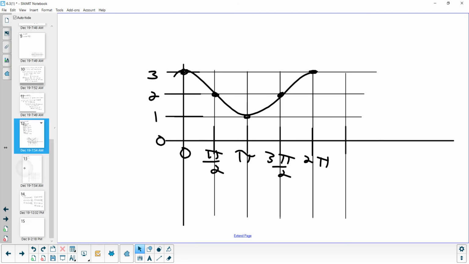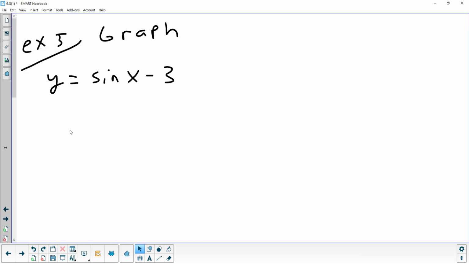All right, so let's look at the last one. So sine of x minus 3. Okay. Zach, what's going to stay the same here? The x. Yep, x's are going to stay the same. Everything's going to come down 3. X's are not affected by shifting down.